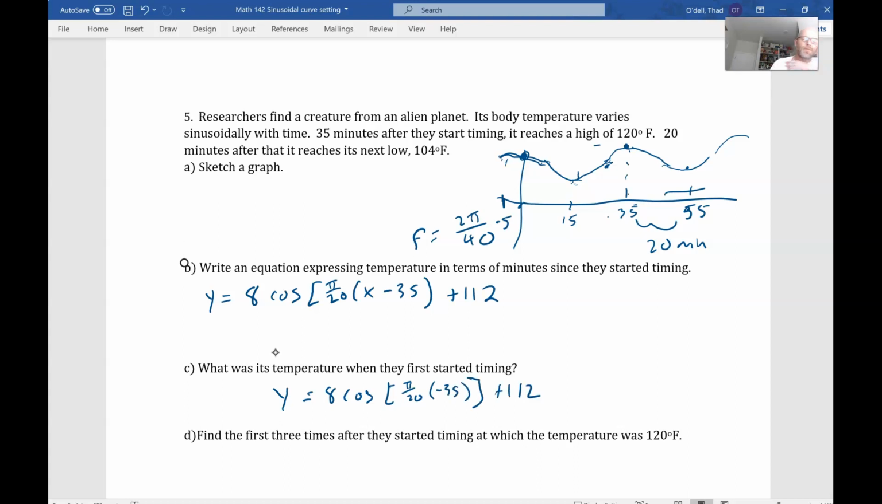plus 112. Then I grab my calculator and type into that thing 8 cosine of -35 pi divided by 20. Probably could have reduced that in my head a little bit, but I didn't. And then plus 112. So I get approximately equal to 117.657-ish.